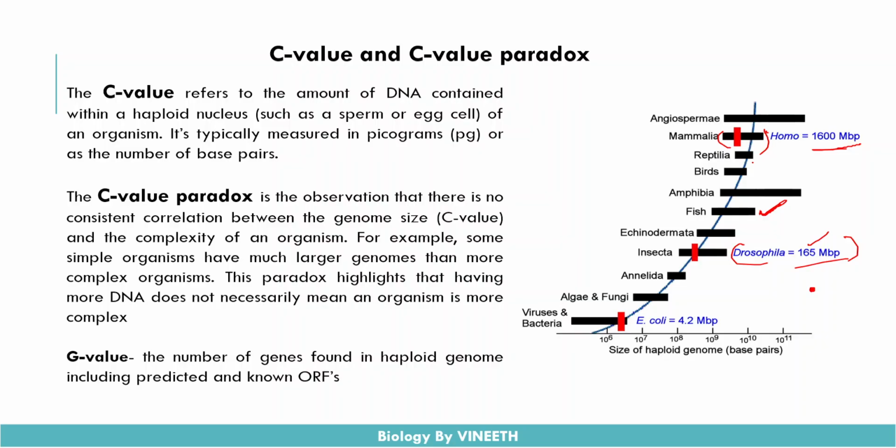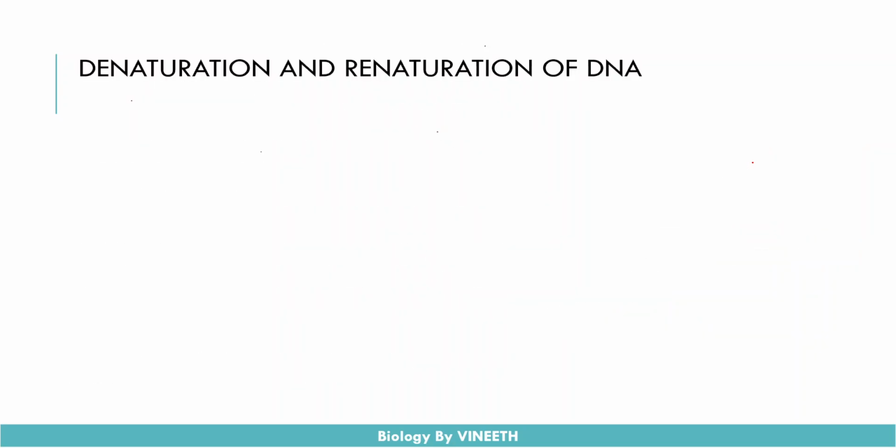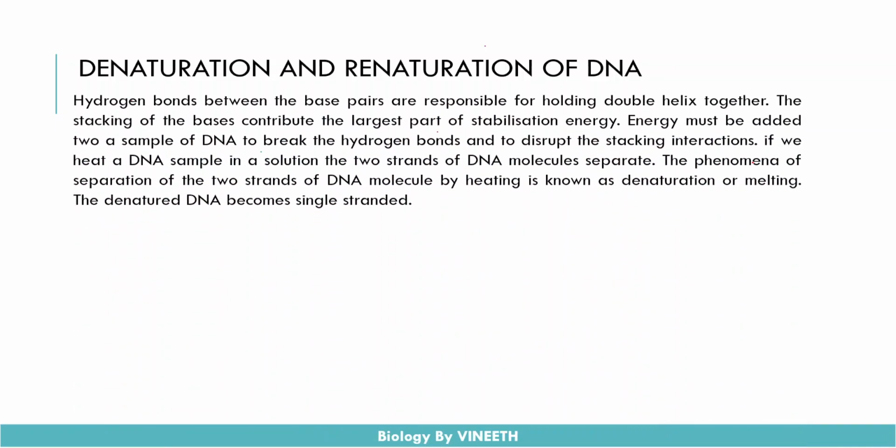Open reading frames. So this is about the C value paradox and the G value, which actually tells about the number of genes present in the cell.